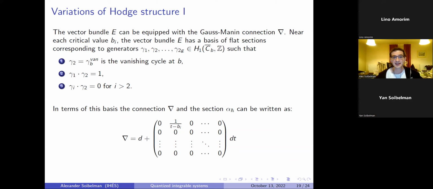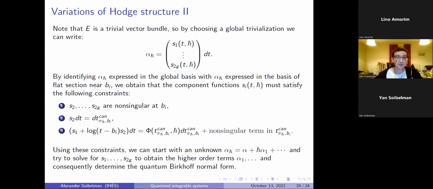And essentially, using this, you can try to write down some constraints on the section alpha h bar. So you choose a global basis. The bundle E is actually trivial because everything is on a line, so you can trivialize it by choosing a basis. In the basis, you can write it down with some components, S1 to S2G. And now you want to determine these component functions by placing some constraints on them. So the idea is that if the correct alpha h bar satisfies these constraints, and there's only one possible section that satisfies these constraints, then the section that satisfies the constraints is the correct one.